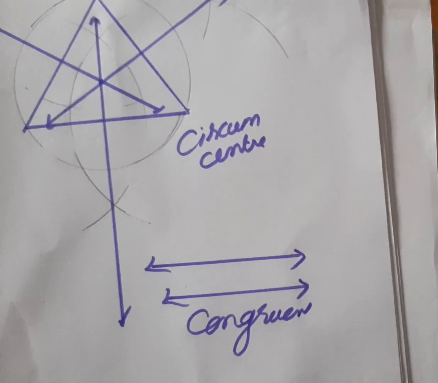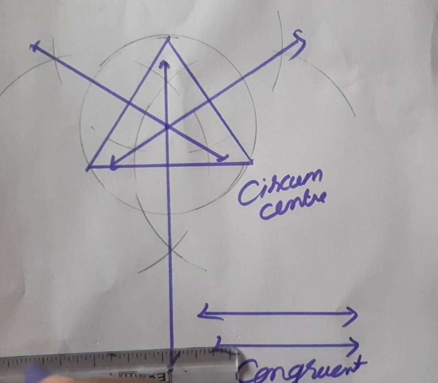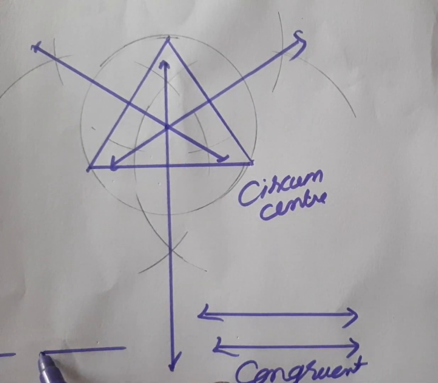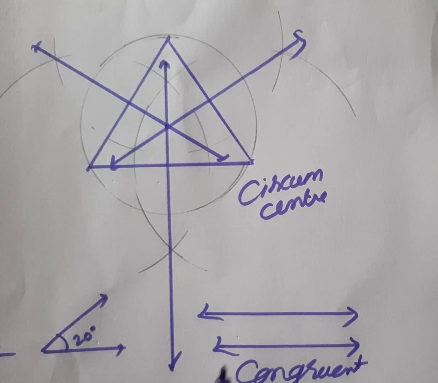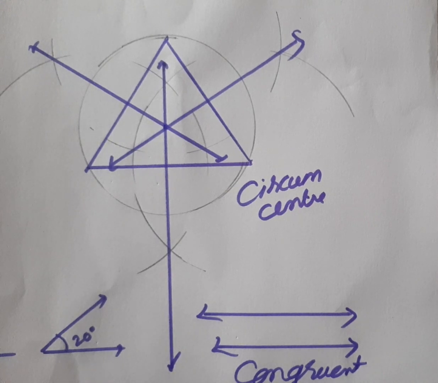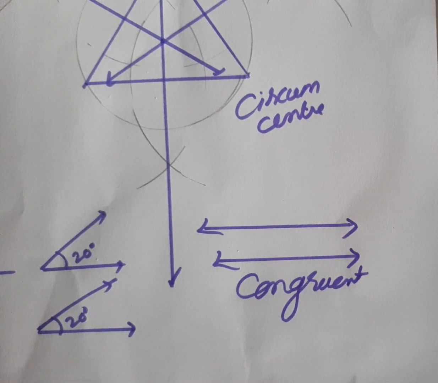Then equal measure angles. For example, I will draw two angles. See, if this is 20 degrees and another angle also 20 degrees, then this is called equal measure angles.